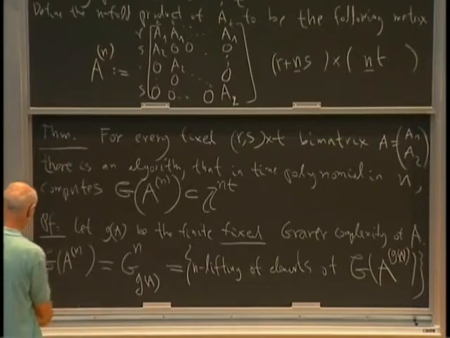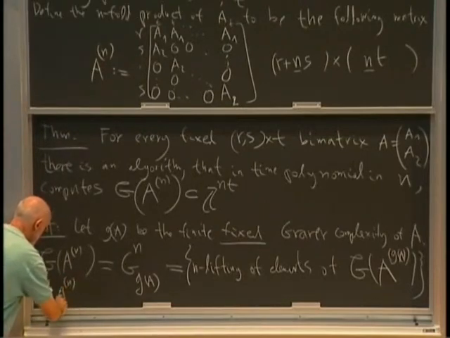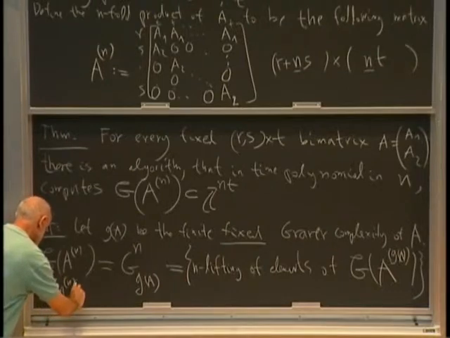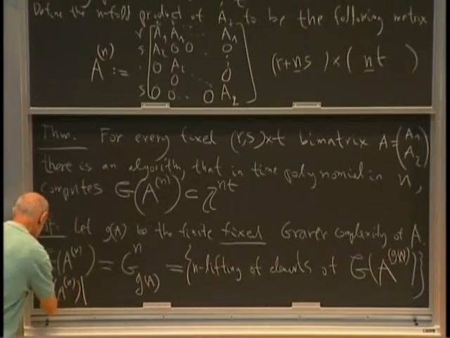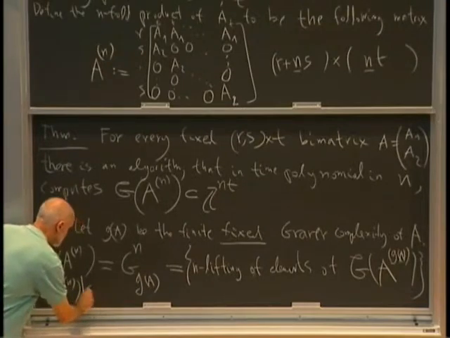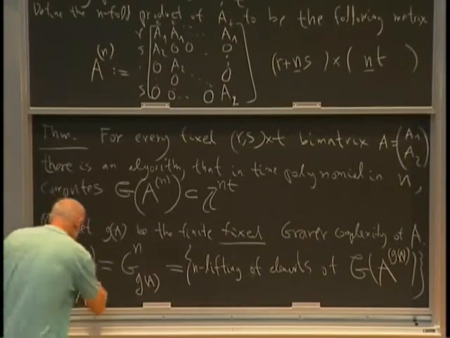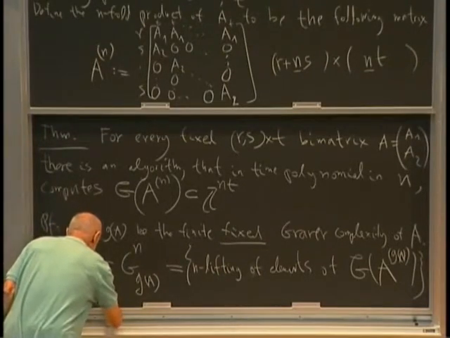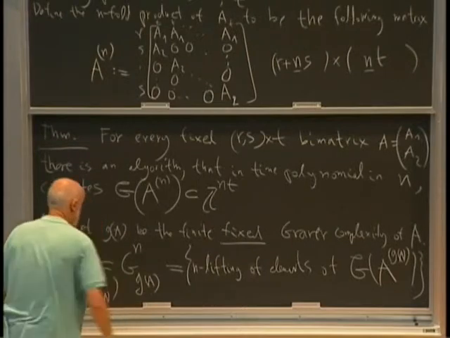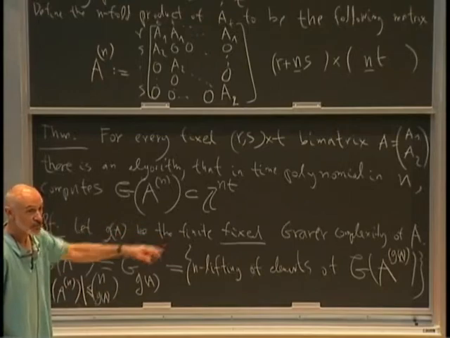So what's the size of this? So the size, let me write the size, and it's clear that you can actually compute them in polynomial time also, but let me just say about the size. So what's the number? The cardinality of this is something like n choose g of A, times the cardinality of this.